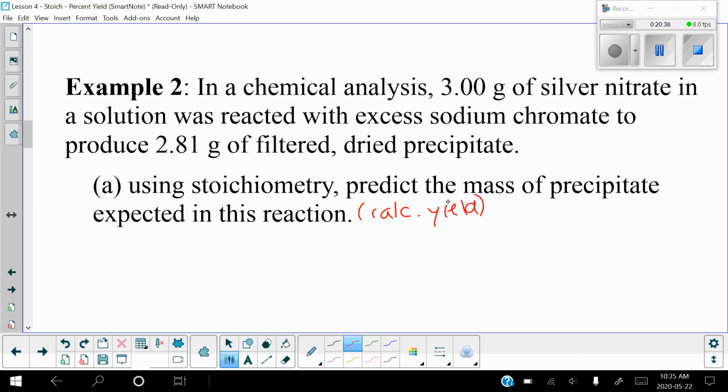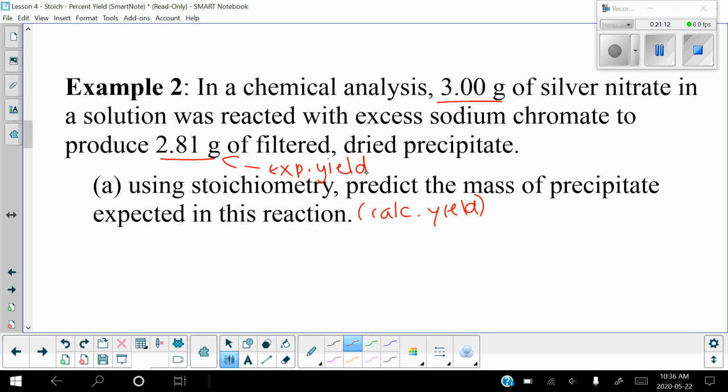Now ask yourself, am I using the 3.0 grams of silver nitrate to find my calculated yield, or am I using the 2.81? Well, you're going to ask yourself, which one was used in the lab? I'm saying that 2.81 grams was used in the lab. So this here is my experimental yield. So we can't use that number.